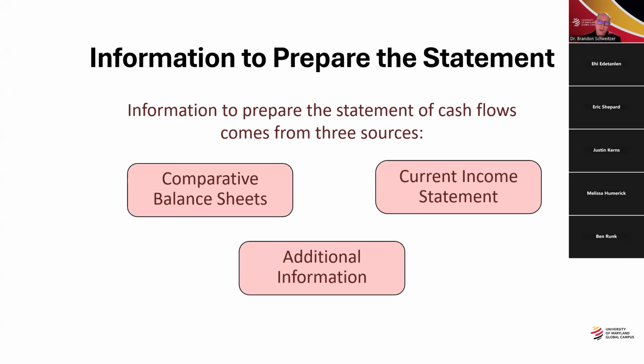The information that companies use to prepare the statement of cash flows includes things like the comparative balance sheets, the current income statement, and any other additional information. Comparative balance sheets are used to compute changes in non-cash accounts from the beginning to the end of the accounting period. The current income statement is used to help compute cash flows from operating activities. And additional information oftentimes includes details that help to explain cash flows and non-cash activities.